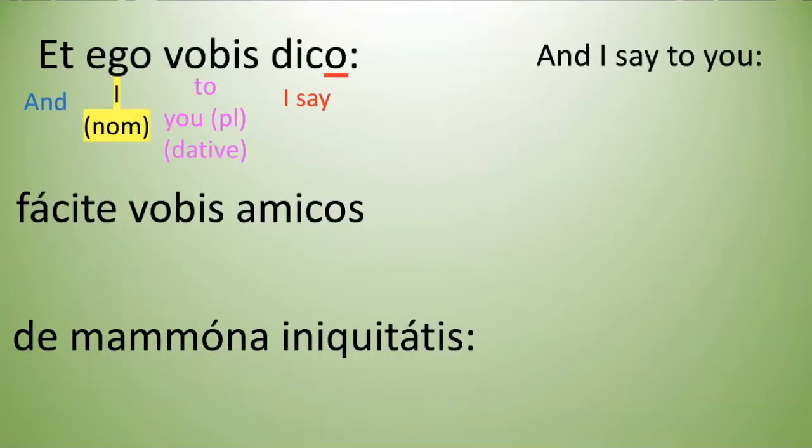So getting back to our translation, facite, this is an imperative form. This is a command form. So there's not going to be a subject with it. It's just going to be make, the command.